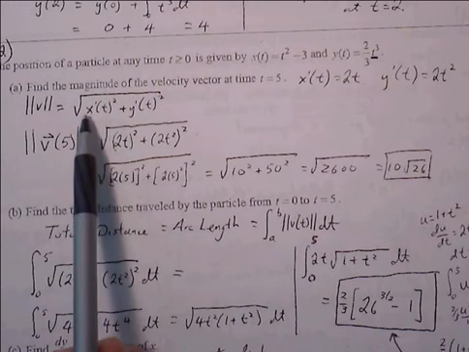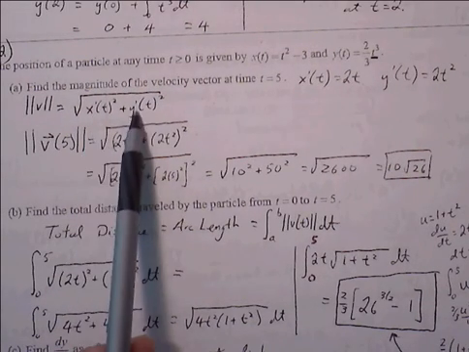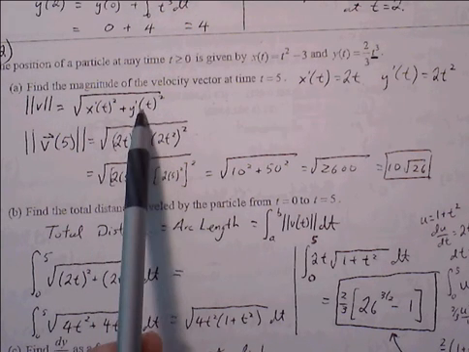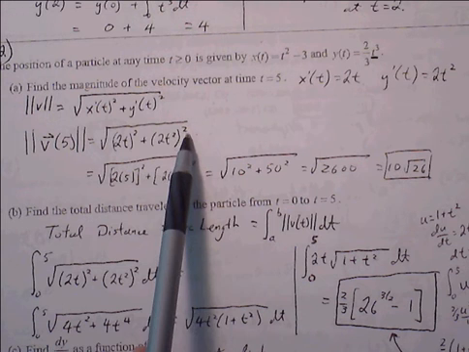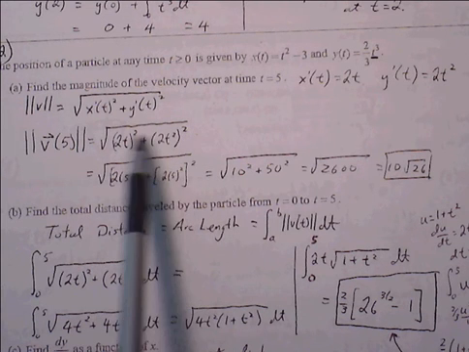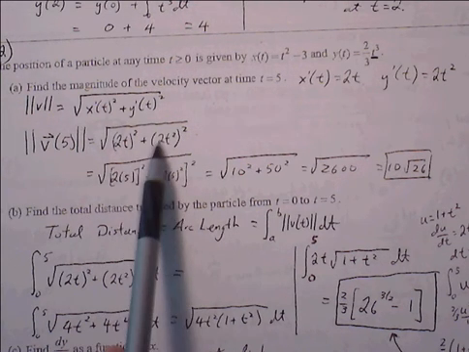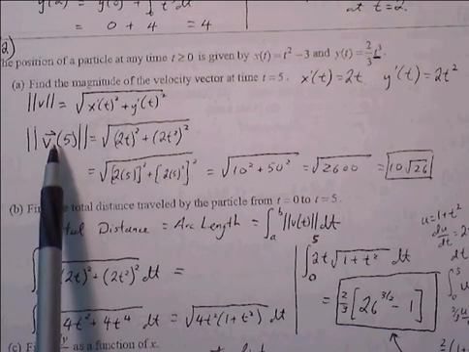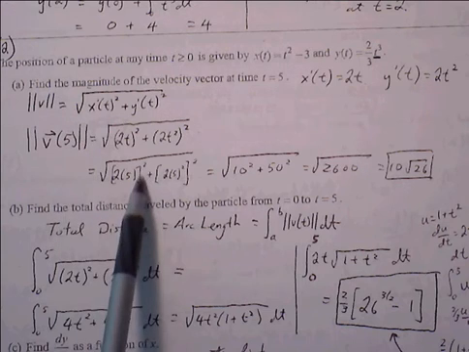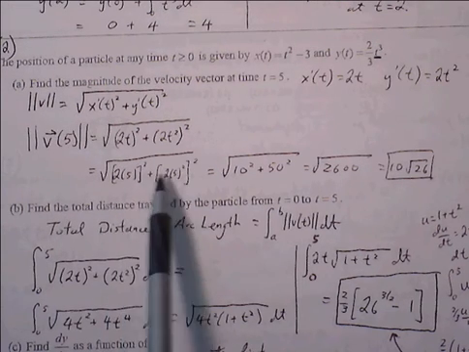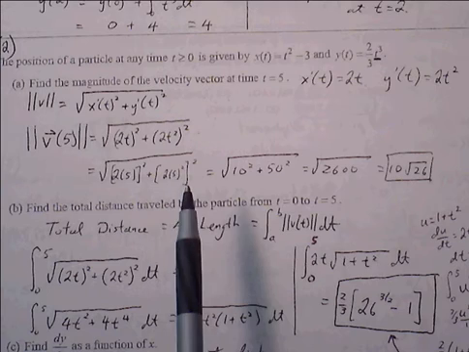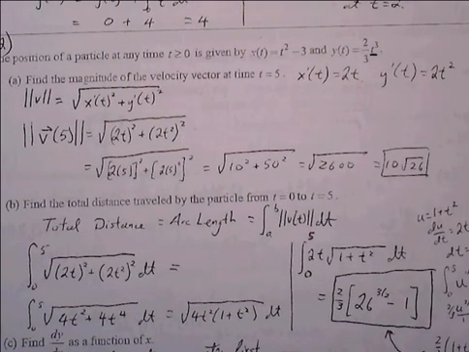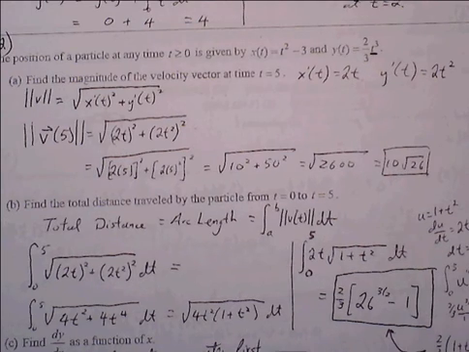And then when we plug into our formula, it's the square root of x prime squared plus y prime squared. So x prime is 2t, so quantity 2t squared plus quantity 2t squared, quantity squared. And so this now represents our magnitude velocity function. And then if we plug in 5 into each of the t values, we can find the magnitude of velocity, which is going to reduce to 10 root 26.